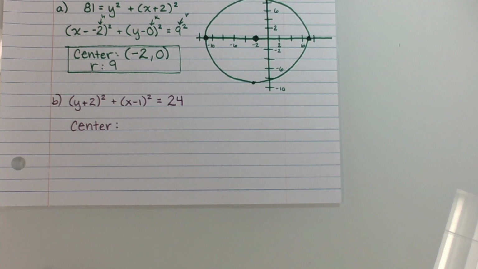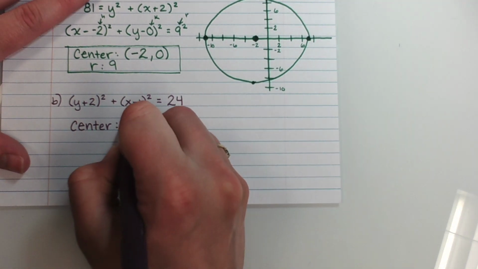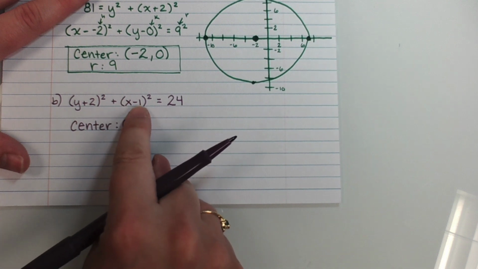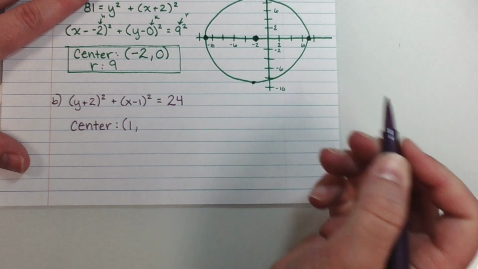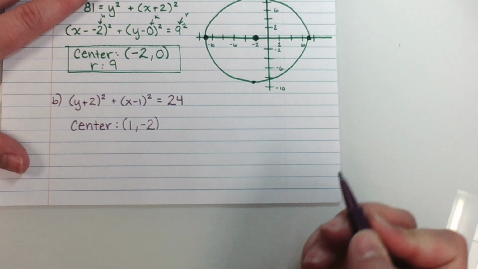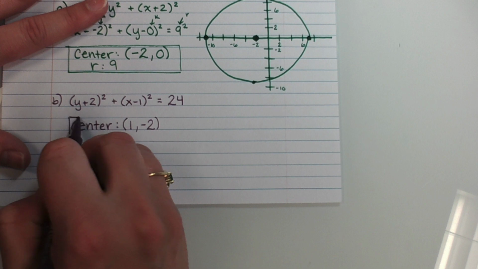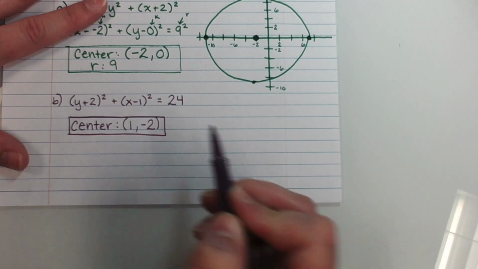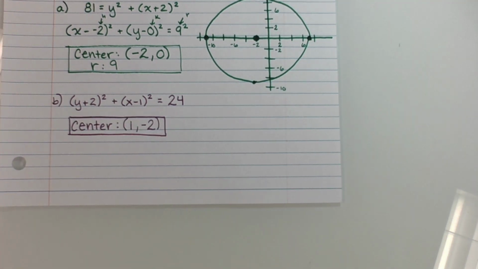Center. Subtracted from the x is a 1. Subtracted from the y is a negative 2. Center I've got 1, negative 2. Again, one of the most common mistakes I see is people accidentally getting the negatives backwards, or occasionally they flip-flop the x and y.